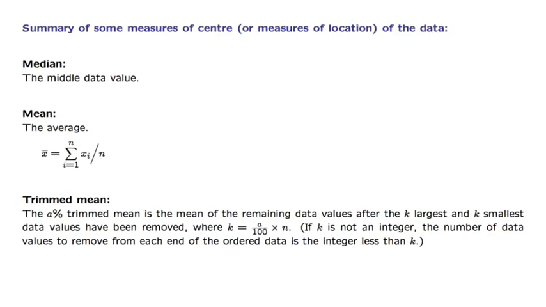Here's a summary of the measures of center or location that we've discussed. The median and the trimmed mean are robust against extreme observations, while the mean is not.